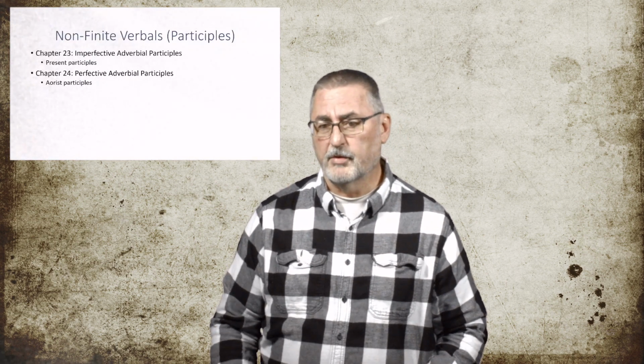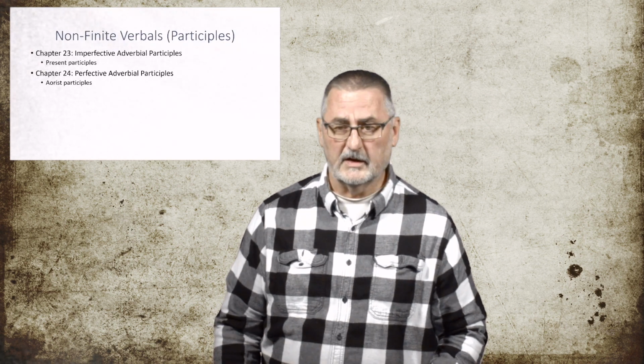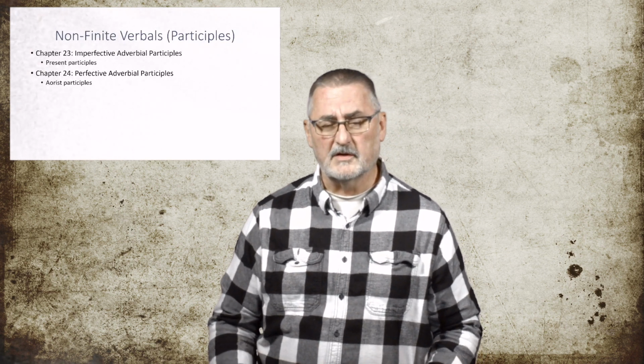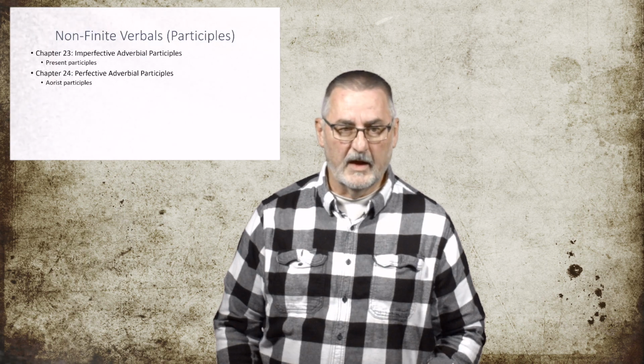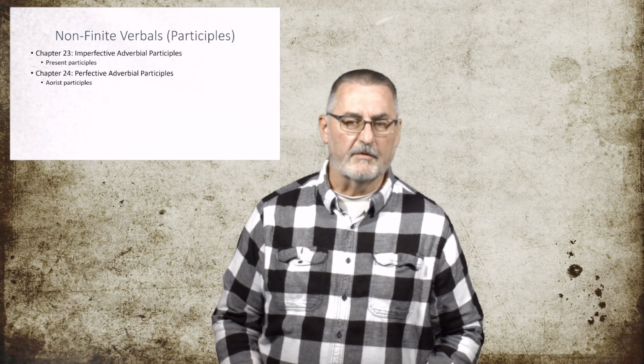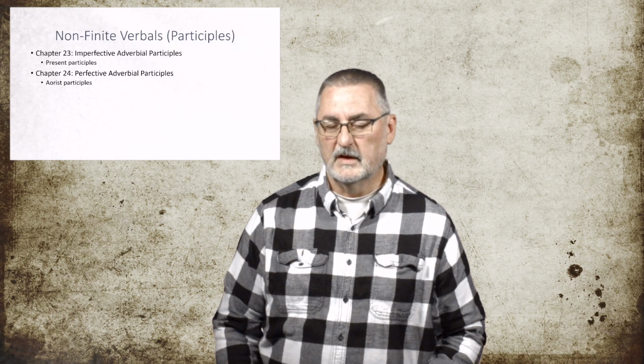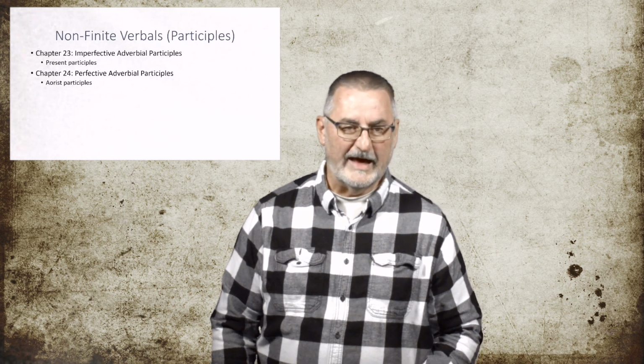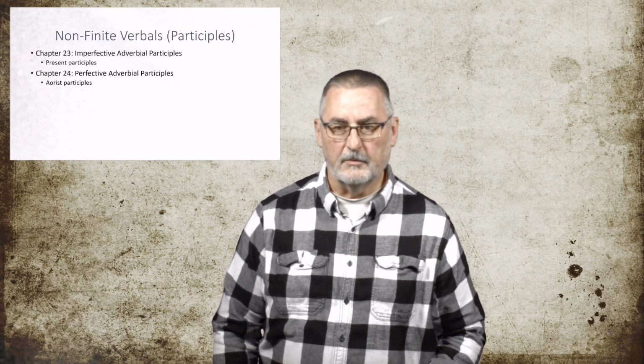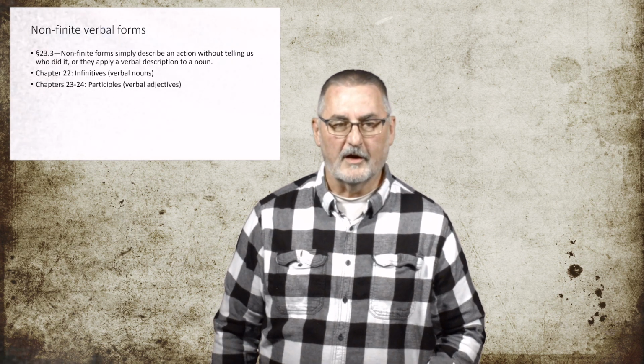I'm starting to lose my voice, and so this introductory video to chapters 23 and 24 might be a little bit shorter. We're talking about participles here, and in chapter 23 we'll be talking about the imperfective adverbial participles. Imperfective, we're talking about what traditionally would be labeled as present participles. And chapter 24 would be perfective adverbial participles, what usually would be labeled as aorist participles. So let's see what we're talking about.